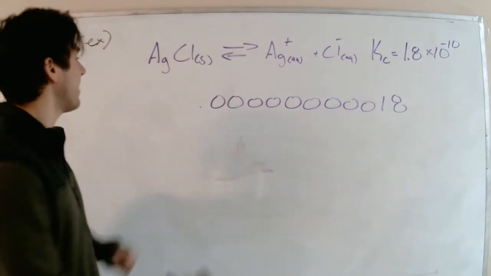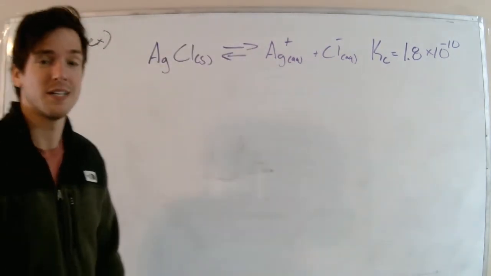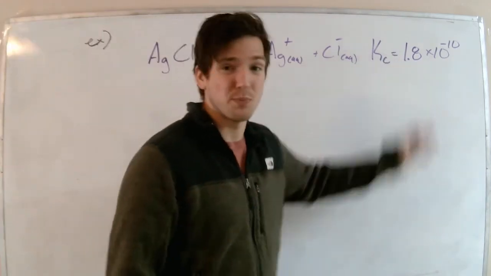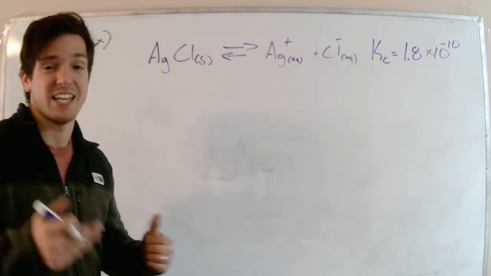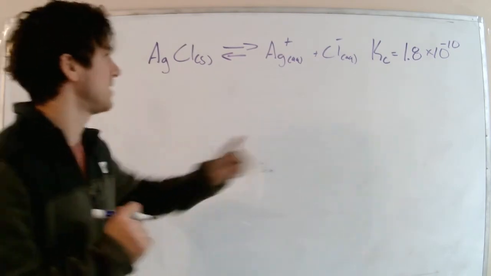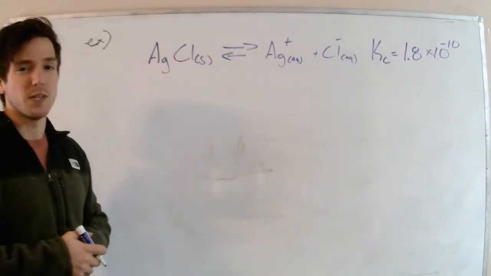So if I were to ask you, does AgCl dissolve really well? You would tell me no. Okay? Its Kc is super small. That means it's not going to dissolve very well. It's not going to create a lot of that Ag plus and Cl minus. Alright, so think about that when you're seeing these Kcs. What are they telling us? Alright? So right now that's really, really small.